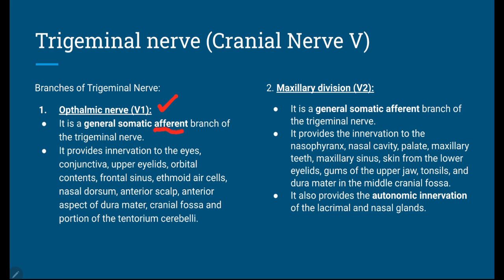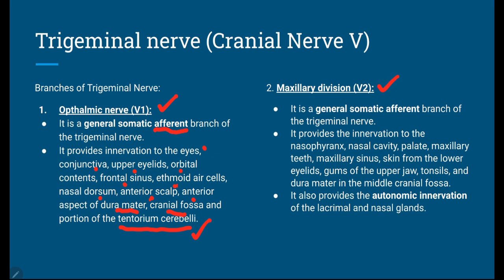It is a general somatic afferent branch of the trigeminal nerve. So it provides the innervation to the eyes, conjunctiva, upper eyelids, orbital contents, frontal sinus, ethmoid air cells. It has nasal dorsum, anterior scalp, anterior aspect of the dura mater, the cranial fossa, and a portion of the tentorium cerebelli. If you remember the cerebellum and the meninges, you'll understand the tentorium cerebelli.